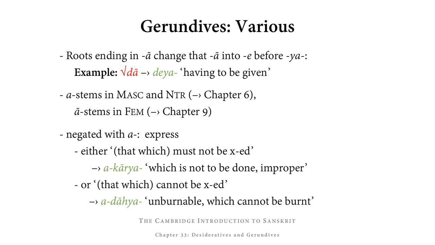You can negate gerundives with the prefix short a, and when you do that you get one of two meanings, namely either that which must not be done or that which cannot be done. So, for example, akarya from kri means that which must not be done, that which is improper, but adahya from dahati, to burn, means that which cannot be burned, that which is unburnable.